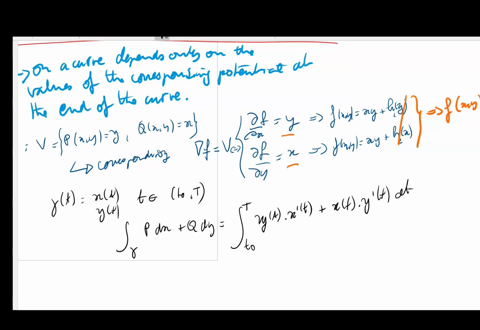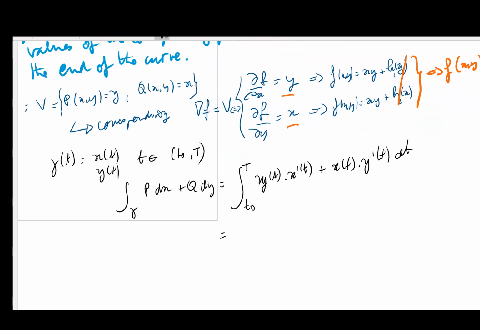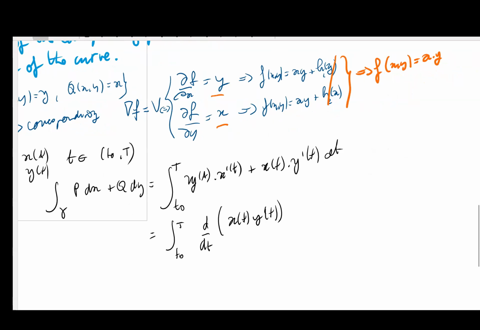Okay, so what do we have? y of t, x prime of t, plus x of t, y prime of t. And I hope that it evokes something very important. It's like u v prime plus u prime v. Okay, so that's exactly the derivative according to t of x of t times y of t. Which is what we found earlier, that the scalar potential corresponding to my P and Q vector field is given by x times y. So if x and y depend on t, this is what I'm going to get.